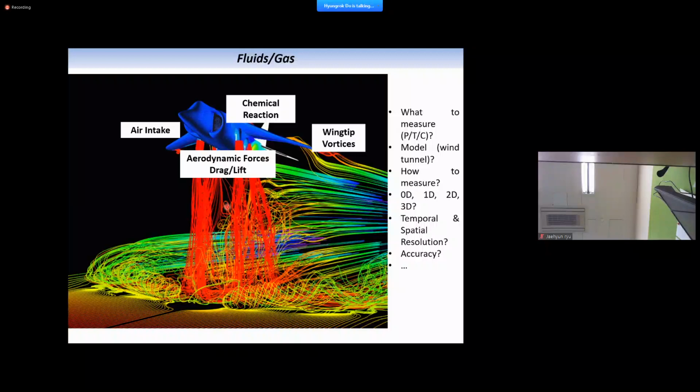And you can do that with zero-dimensional, one-dimensional, two-dimensional, or three-dimensional laser diagnostics. That depends on how you align the laser beams, how you make the light sources. See? So that's another thing we have to consider. That's how to measure.